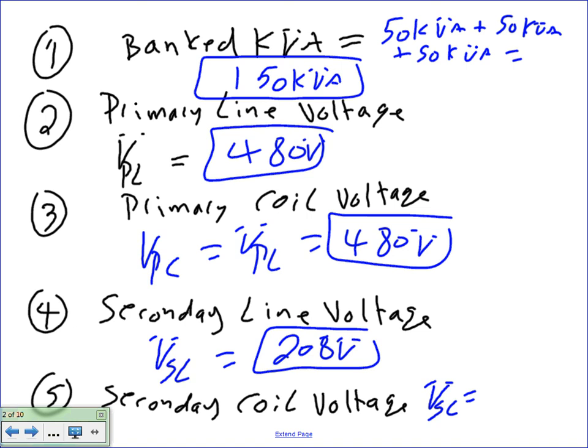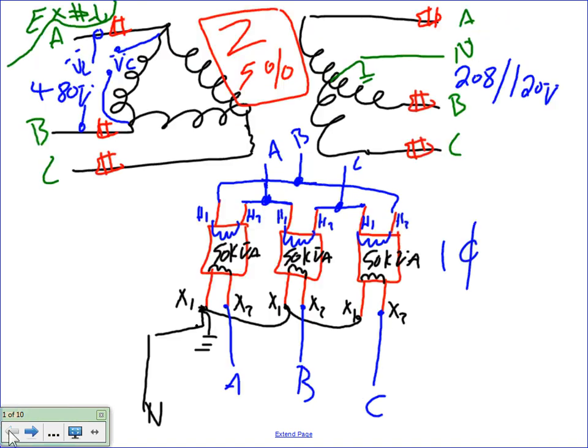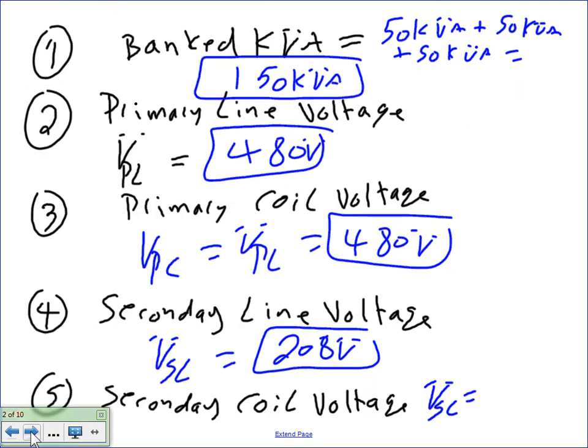I hope this is a quick review because we've done it. The voltage right here across the coil is V secondary coil, which is line to neutral, which is piece of cake. It's 120. Always 120 in this system. Any question, guys, about identifying the line voltage and the phase voltage?